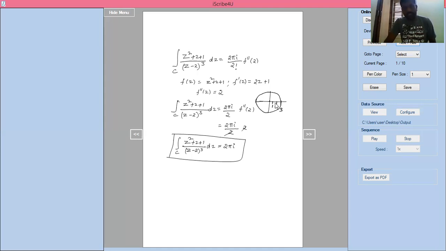So whenever a, that is 2, lies inside the circle, we have to use that formula and simplify. If it lies outside the circle, directly we'll keep 0. That's all. These are the problems in Cauchy integral and Cauchy generalized integral. Using this, we can simplify any kind of problems.